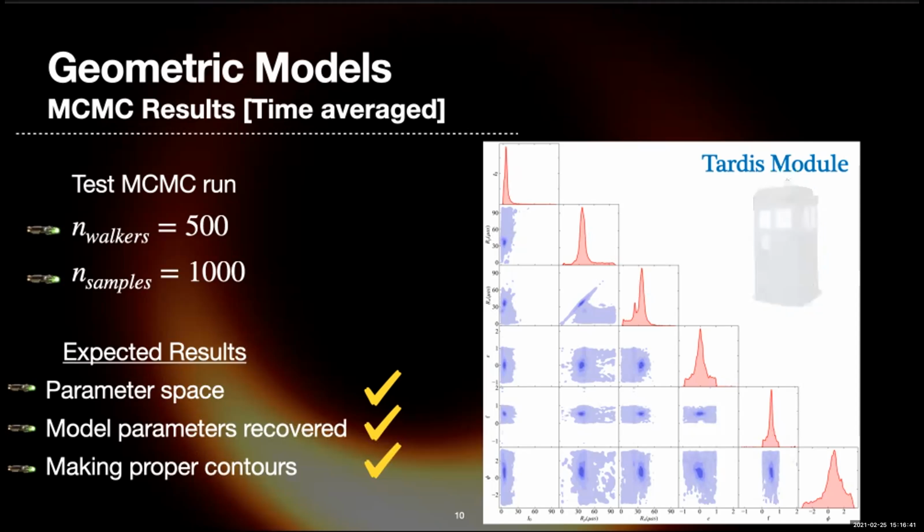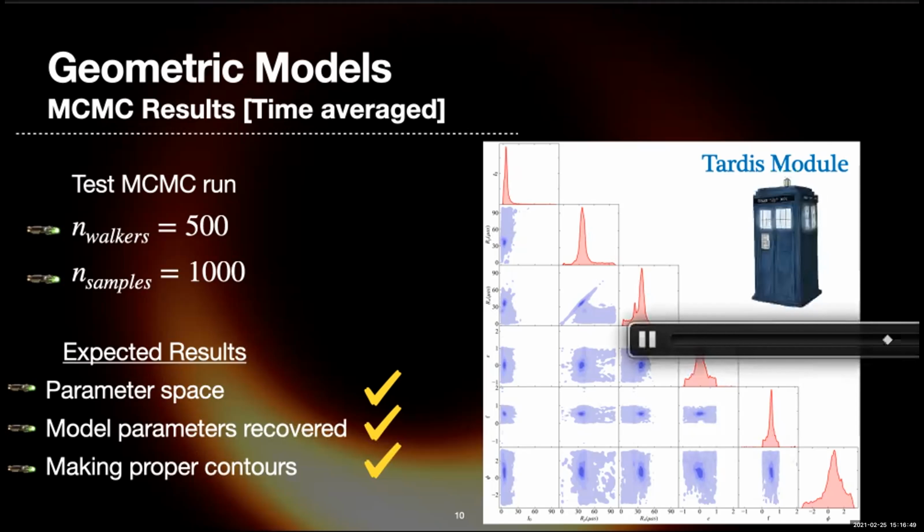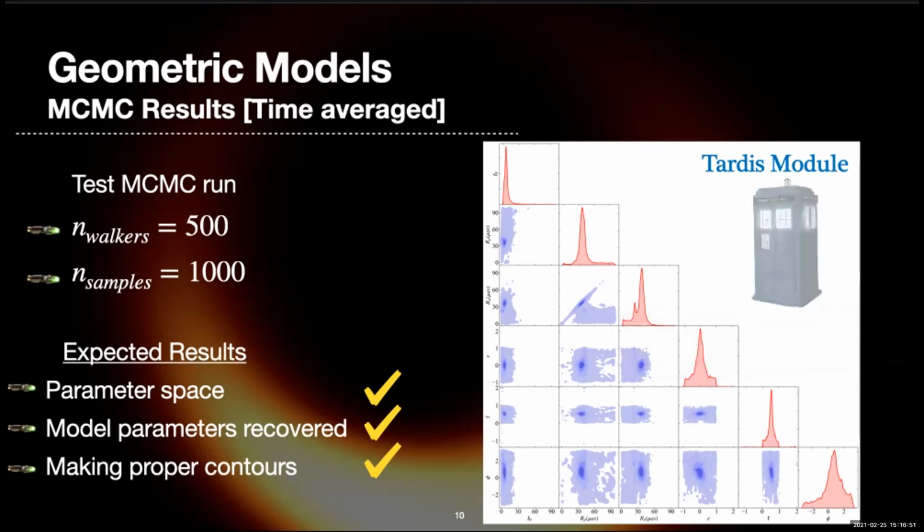For plotting in this library, we took a step further, giving a reference to the Doctor Who series. This is the TARDIS module that we have used to construct these posterior distribution plots, which we named the triangular posterior distribution module.